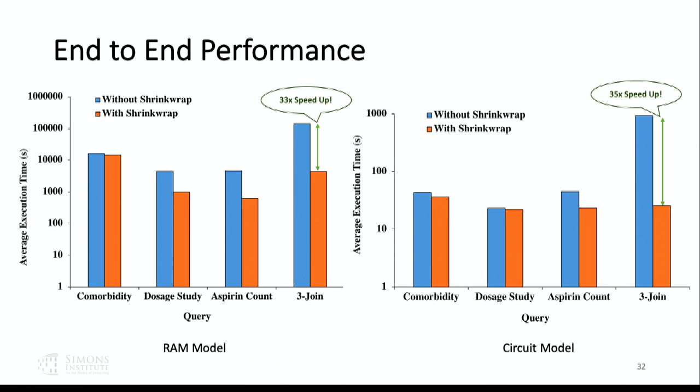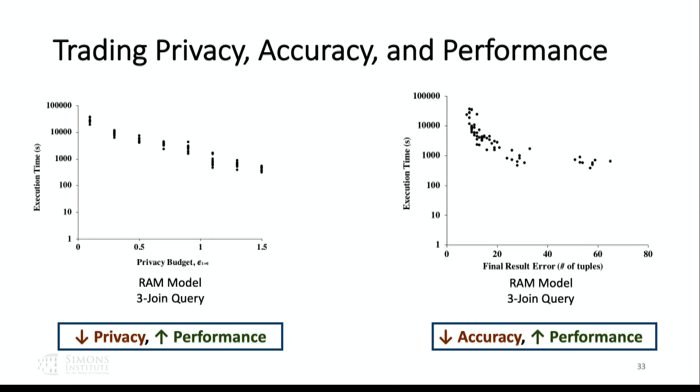This circuit model is the EMP library, out of University of Maryland. It came out while we were writing the paper, and it was pretty incredible. We got a 3x speedup over the original ORAM model we were using. But in both cases, we're still able to show up to about 3 orders of magnitude improvement just by using differential privacy.